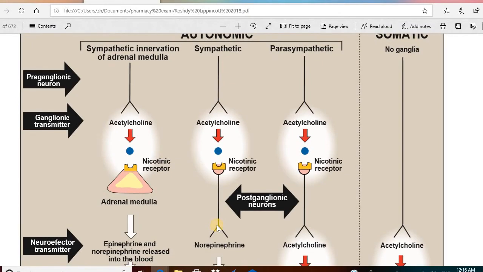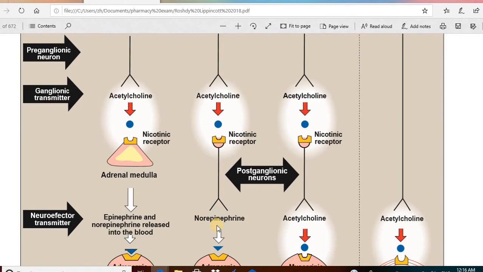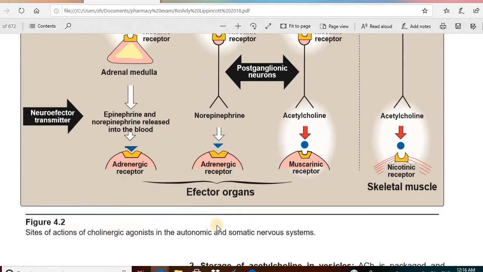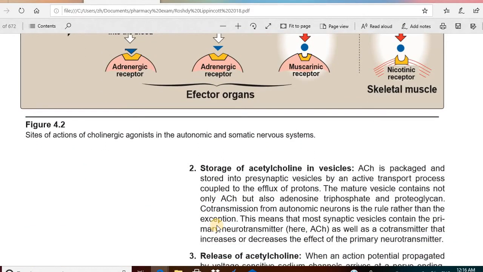This diagram we have already discussed in the previous video. So if you want to understand this diagram, you can see that video, the first video that I uploaded before this lecture.